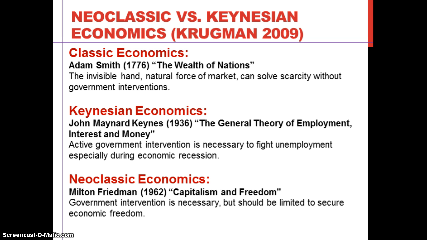Keynesian economics supports government interventions. To summarize, classic economics was established by Adam Smith in the 18th century, and it believes that the market can solve scarcity without government interventions. And Keynesian economics, which was established by Keynes, theorizes that active government intervention is necessary to fight unemployment. Unemployment is a form of scarcity, especially during economic recession.